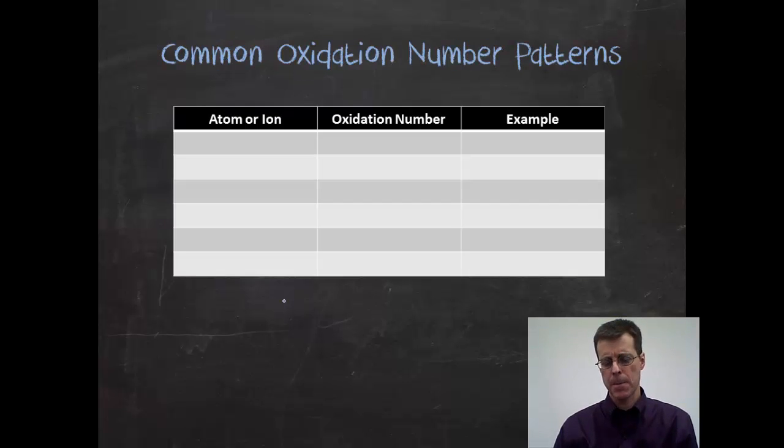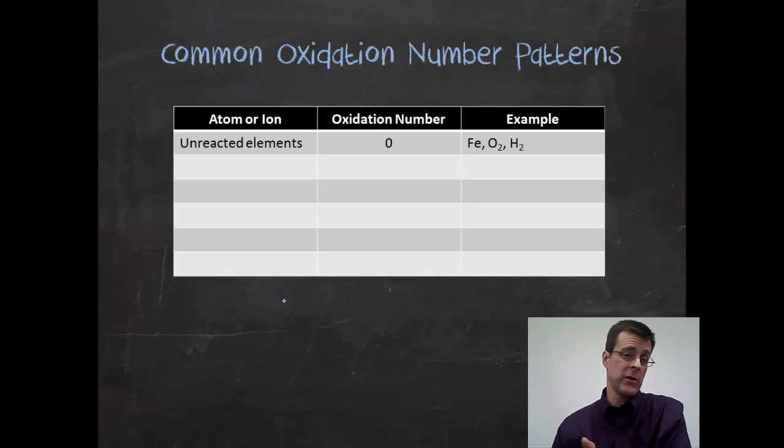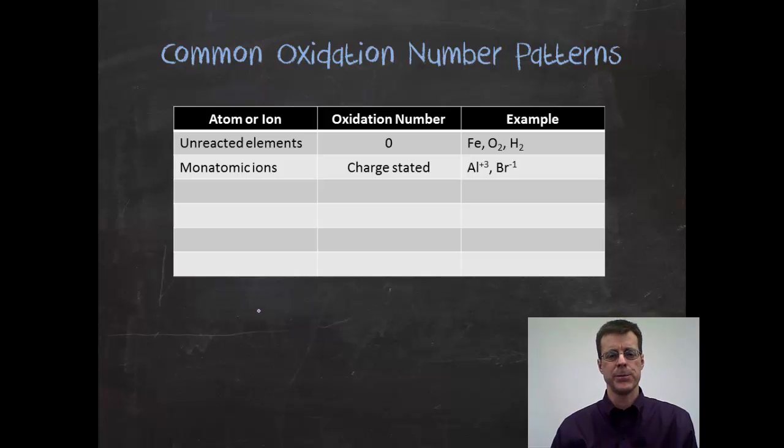So there's some patterns that are useful to give us a starting point. And one of them is that any unreacted element is a neutral charge, and that means its oxidation number will be 0. And I've got a couple of examples there. I've got 3 actually. You don't need to write them all down. If you don't want to write any of them, that's fine too. A monoatomic ion. So what we had earlier was sodium or a chlorine. Any kind of monoatomic, so none of the polyatomic ions, whatever the charge state is. So the oxidation state for aluminum here is +3, and the oxidation state for bromine is -1.